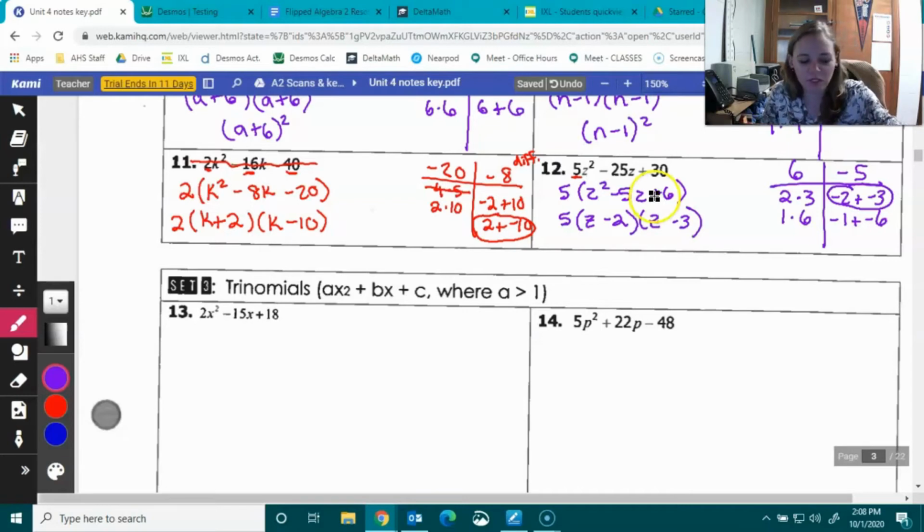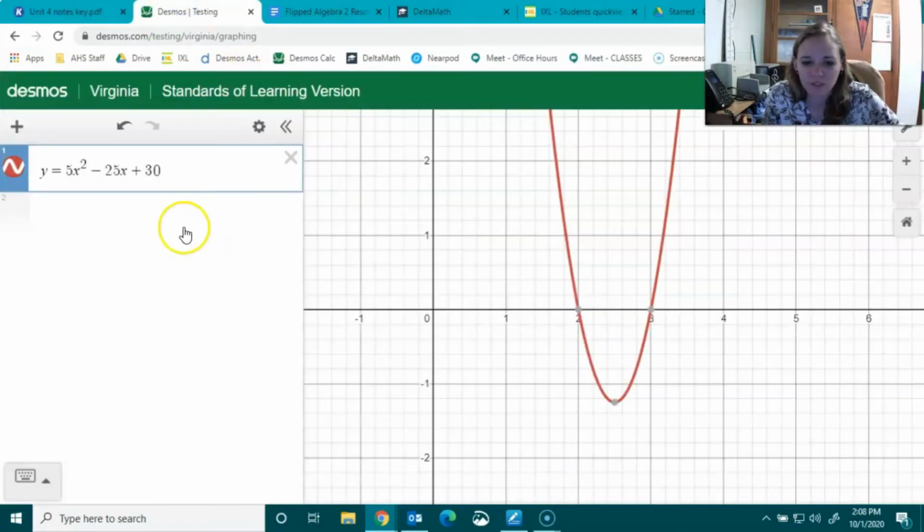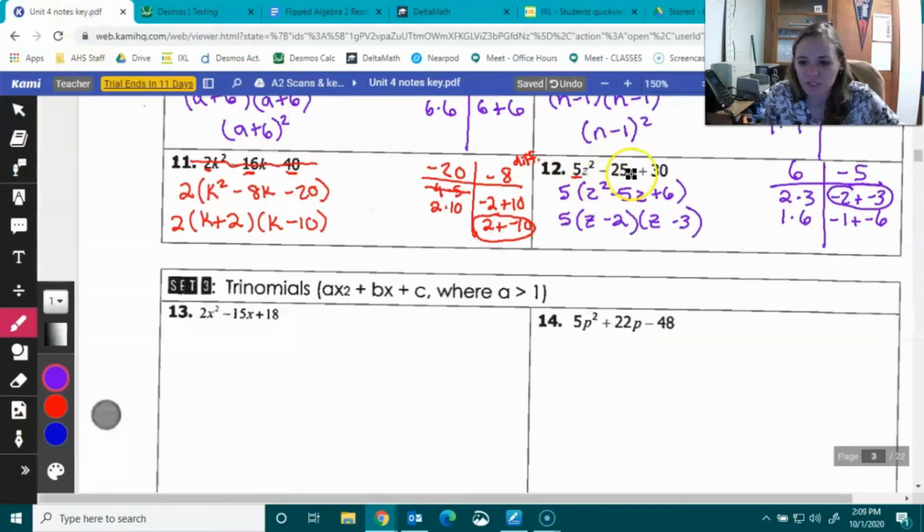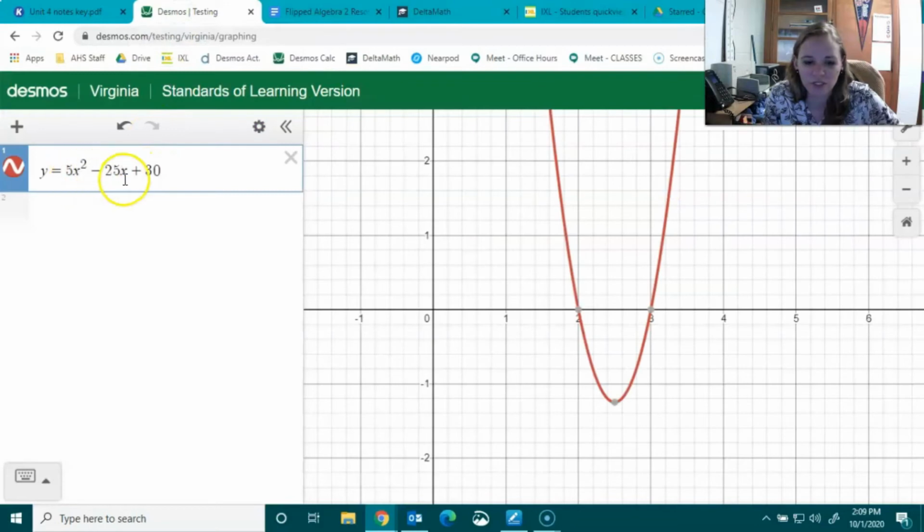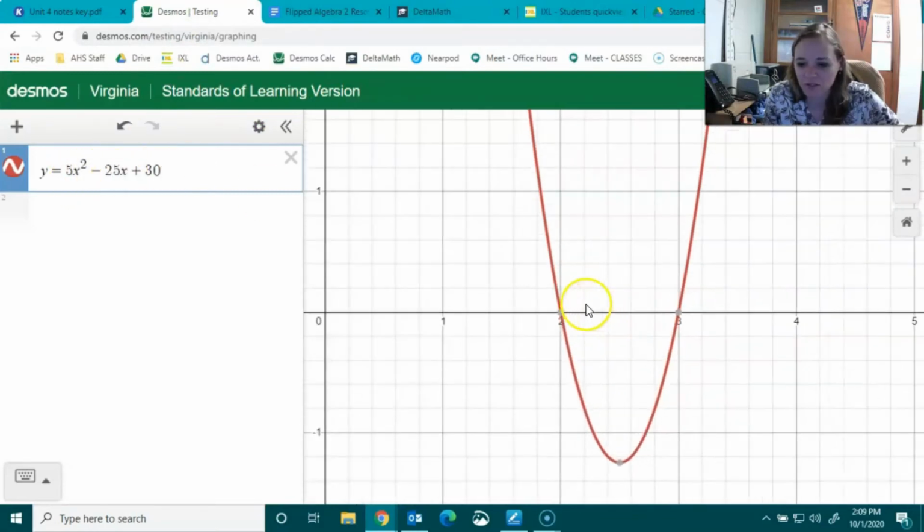Again, remember you can check these also in Desmos. So if I type in the original, y equals all of that. And also keep in mind you can't put z in there. It usually gives you an error. So change your z's to x's. And you get your factors right here where they cross the x-axis. But they're the opposite signs. Okay, so it's really minus 2 and minus 3 for our factors.